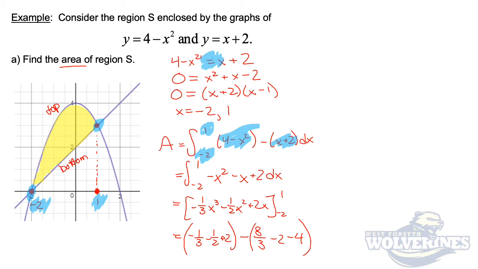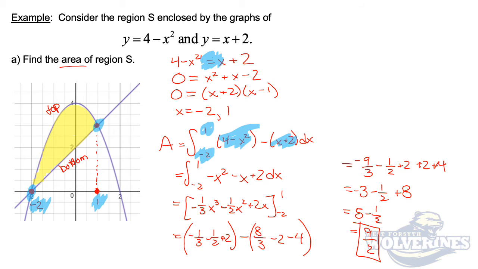This does not have any symmetry we can take advantage of to get rid of the lower bound and turn it into a 0. It's just not a symmetrical region, unfortunately. I can't neatly cut this in half at the axis or anything like that. So you got to plug in the 1, you got to plug in the -2, you got to be careful with all the negatives, but eventually you keep going and it comes out to be 9/2. All right, so that's the area of the region.